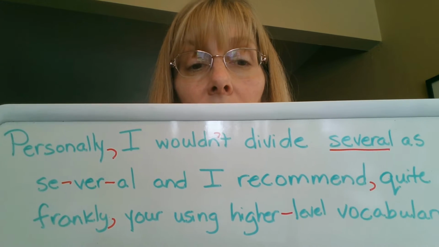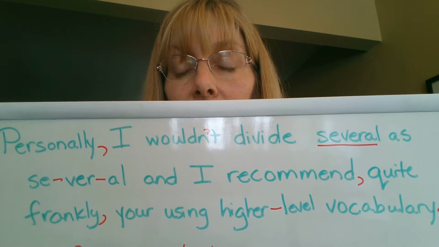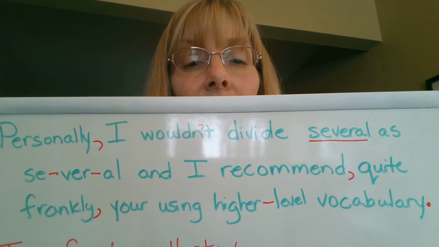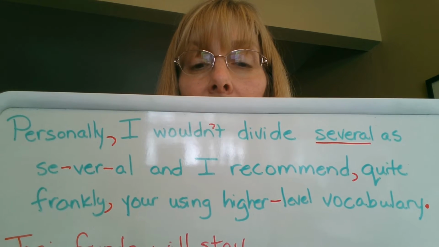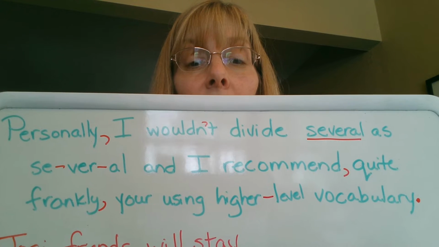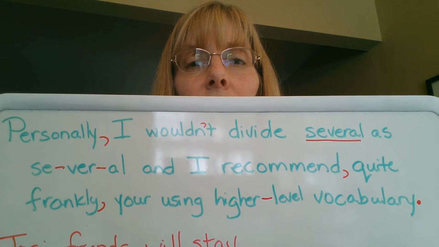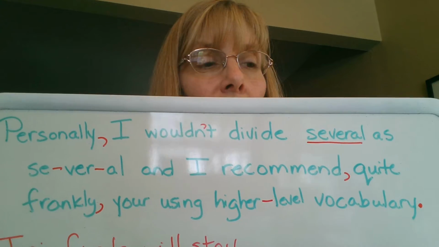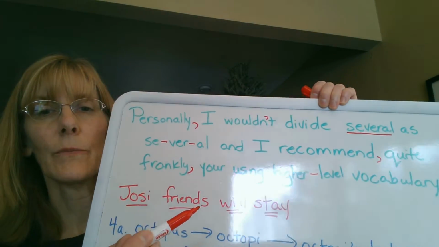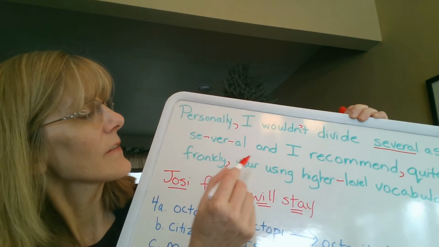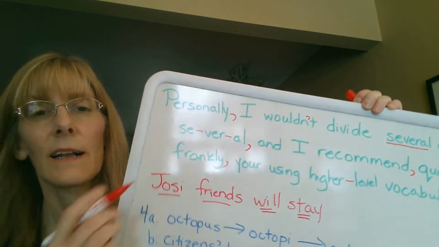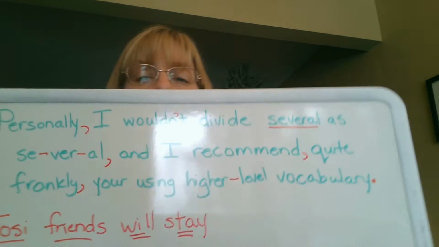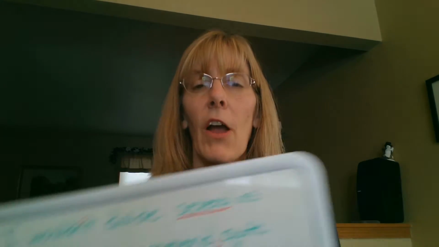Personally, I wouldn't divide several as si, ver, al, and I recommend, quite frankly, you use, oh, I missed one, higher level. Those words are related, so there would be a dash, and then vocabulary, period at the end. And the other thing that I missed when I was going back through is the comma that I said as I was discussing it with you, but I think I missed it. Personally, I wouldn't divide several as several, comma. All right, now I've got the correct sentence up there. All right, good.